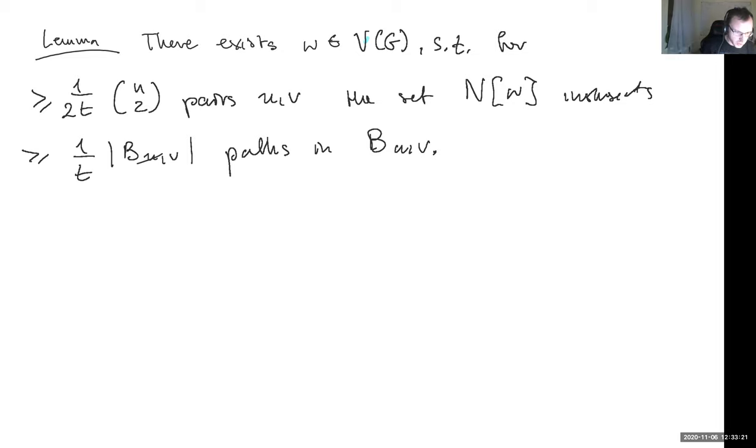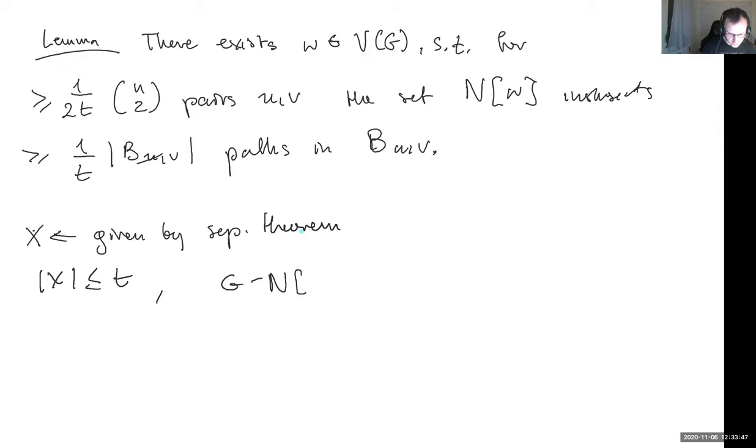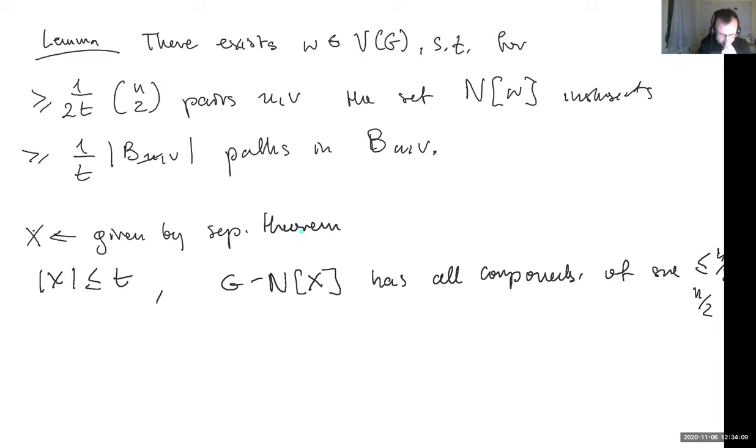And how do we prove it? Well, it actually follows from the separator theorem that I mentioned to you. So let's take the set X. So this is the set given by the separator theorem. So we know that X is of size at most T, and we know that in G, when I remove X and all its neighbors, all components are of size at most n half. So what does it mean that all components are of size n half? My graph was connected in the beginning, and after I removed this set, my graph got disconnected. And even more, it got disconnected into small pieces.